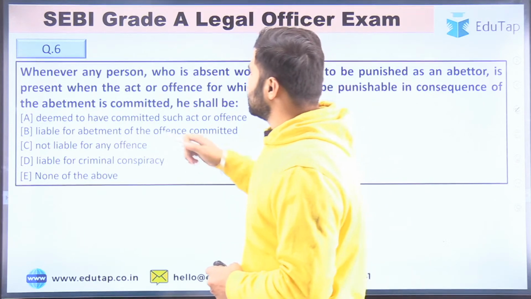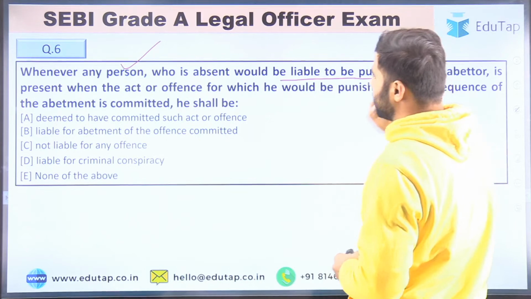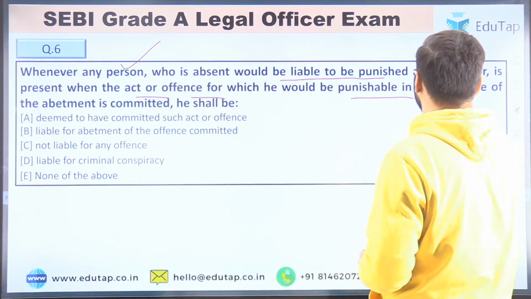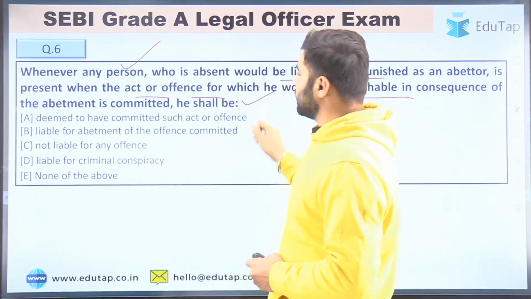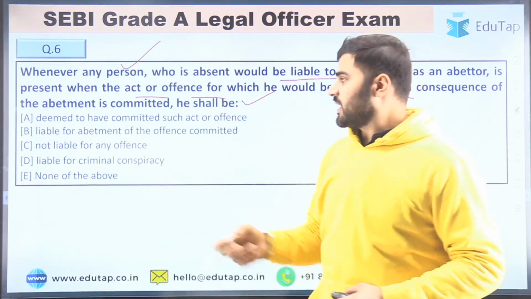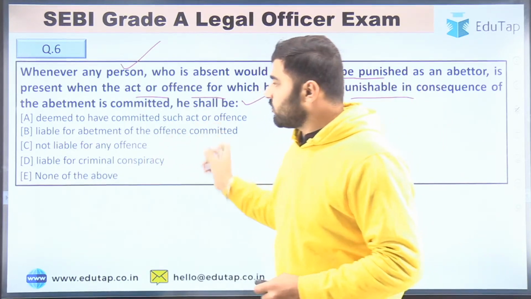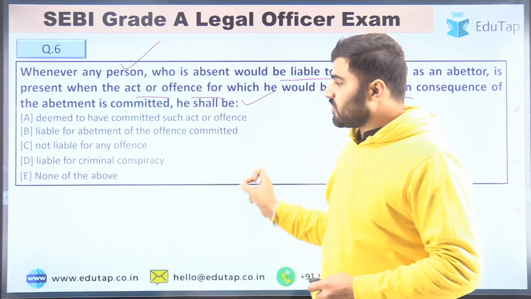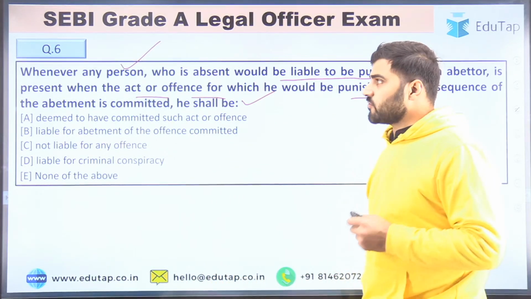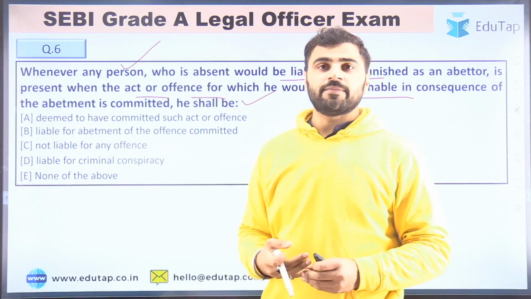So question number 6th is, whenever any person who is absent would be liable to be punished as an abettor is present when the act or offense for which he would be punishable in consequence of the abetment is committed, he shall be, your options are: deemed to have committed such act or offense, liable for abetment of the offense committed, not liable for any offense, liable for criminal conspiracy, or none of the above. So guys, do tell me the right answer for question number 6th. Read the question properly, then attempt.